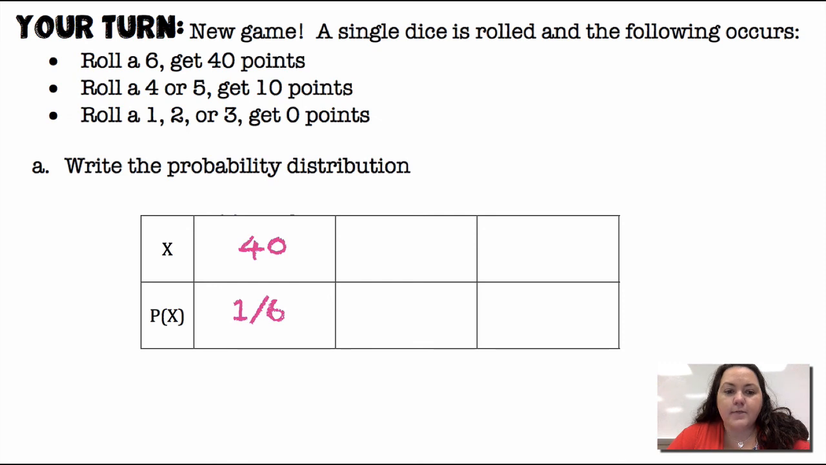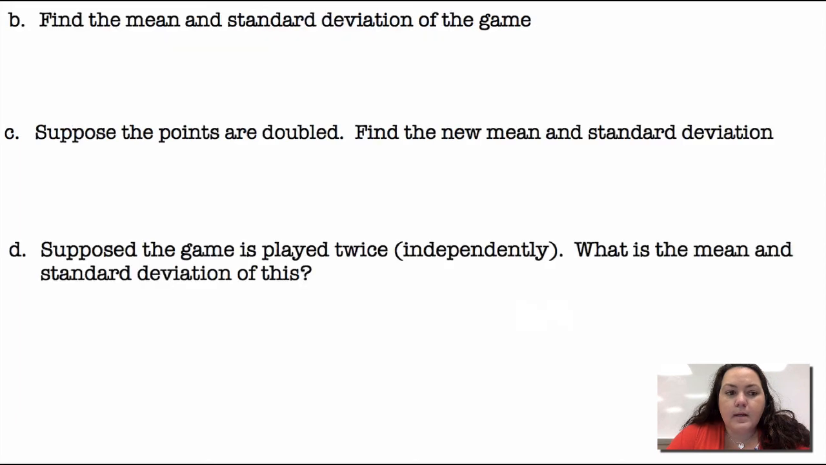If you roll a 6, you get 40 points. So x is 40, and the probability is 1 out of 6 because there's only one 6 on the die. If you roll a 4 or a 5, you get 10 points, so you have 2 out of 6 chances of getting a 10. If you roll a 1, 2, or 3, you get 0 points, so you have a 3 out of 6 chance of getting 0. So there's our probability distribution. Now find the mean and standard deviation.